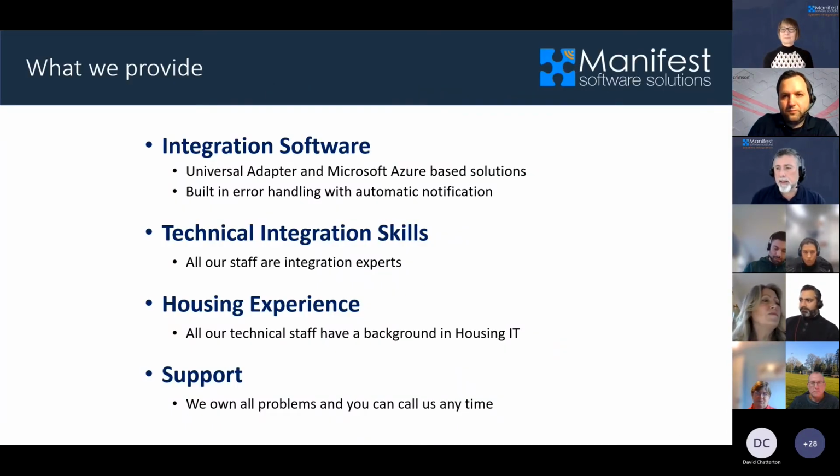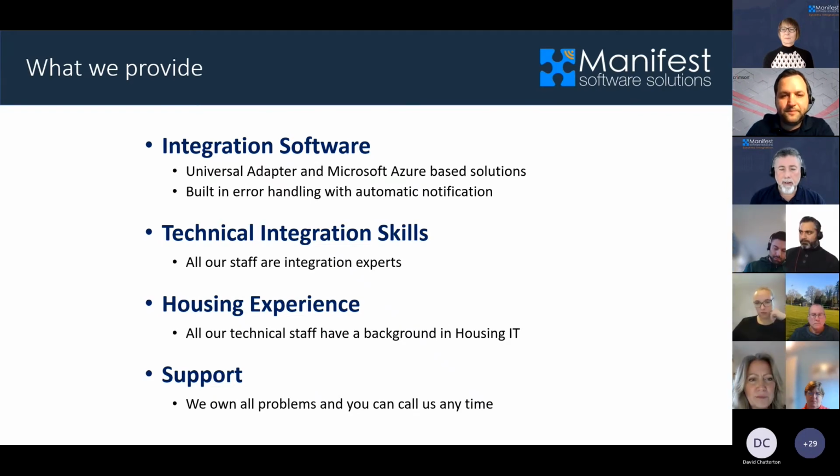Hopefully everybody can see that slide. Just a very quick thing on who we are. It's quite hard to demonstrate integration because it's the invisible stuff that travels down the wires and you see it arrive in somebody else's system. But the actual process of it is quite tricky to show. So I'm going to explain what we do and show you a few things that you can see.